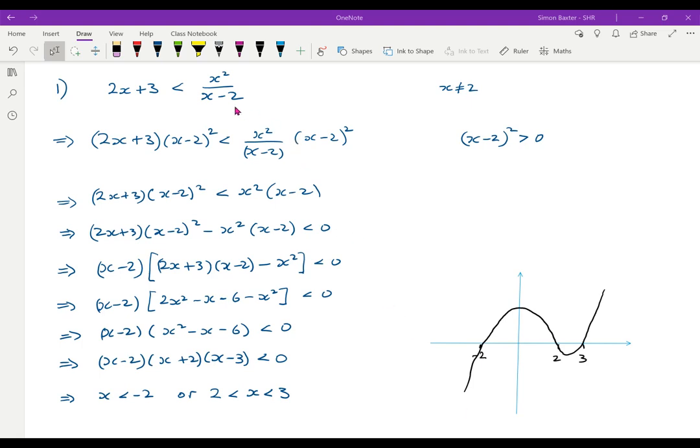The trick at the start is to multiply by a perfect square. That's positive, so it doesn't upset the inequality. The next thing to remember is to factorize rather than multiply out. And at the end, it's going to be very quick and easy to sketch a graph.